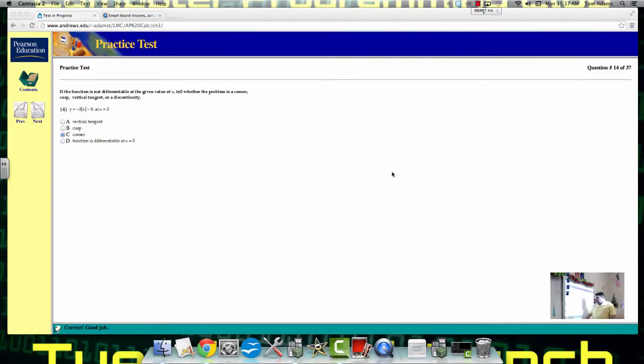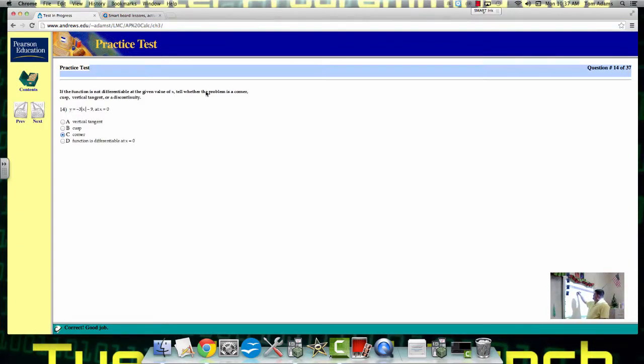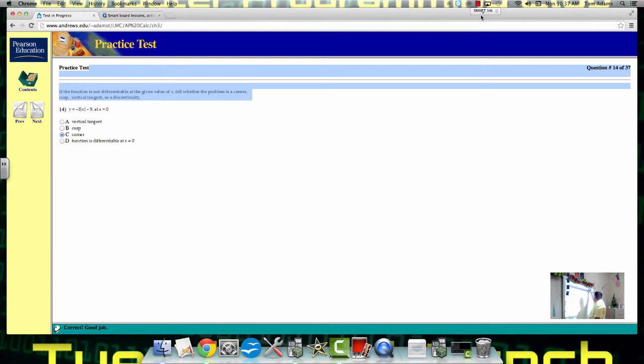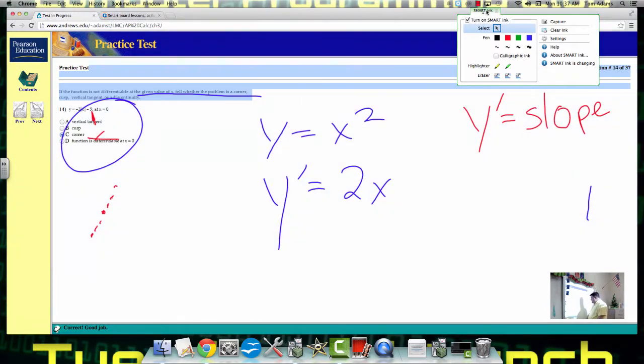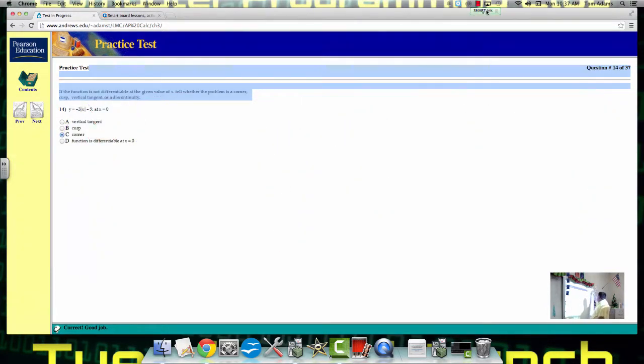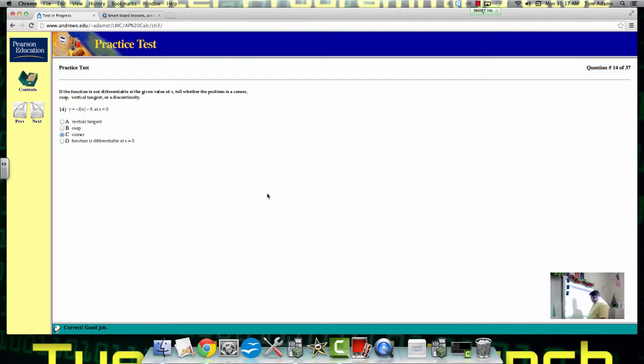So now for problem number 14, let me write this a little bigger for you guys so you can see it. Let me turn that on. Oh, got to clear that out. It says y is equal to negative 3 times the absolute value of x minus 9.